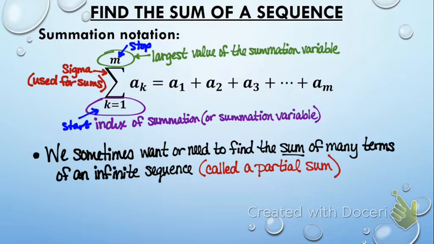We talked about the index of summation. Our summation variable tells us the first value that we're going to substitute in for the variable. And up on top of the sigma, that m tells us the last number that we're going to substitute in for our variable. And we're going to do all the whole numbers in between. And this is how we find a partial sum.